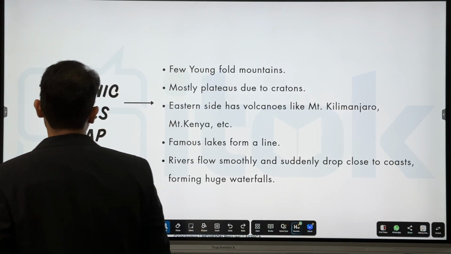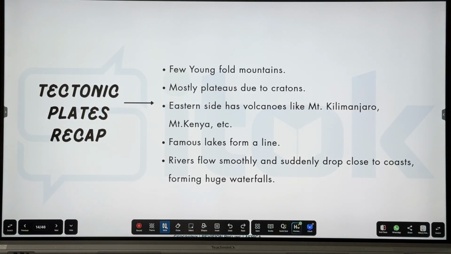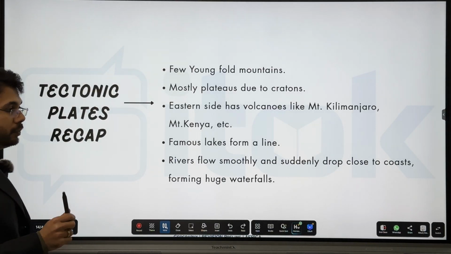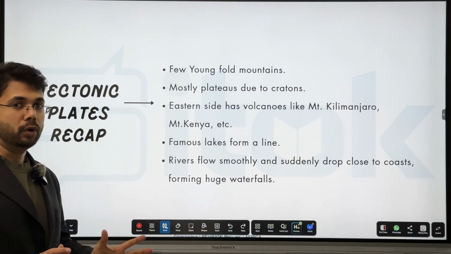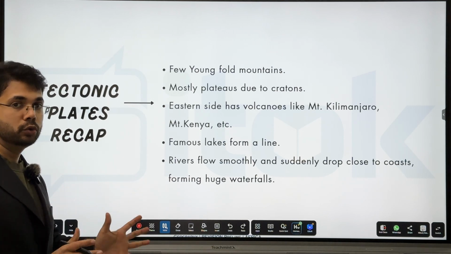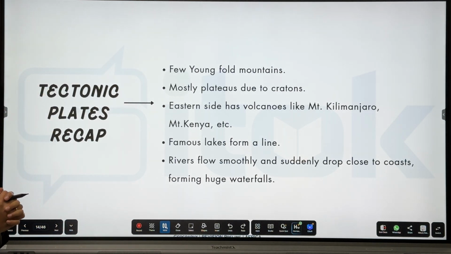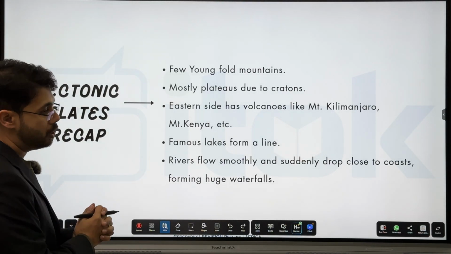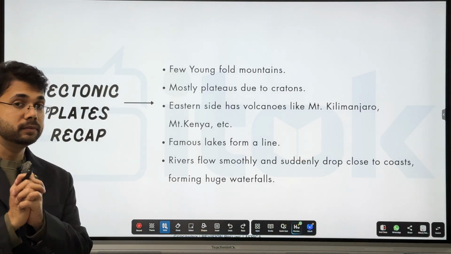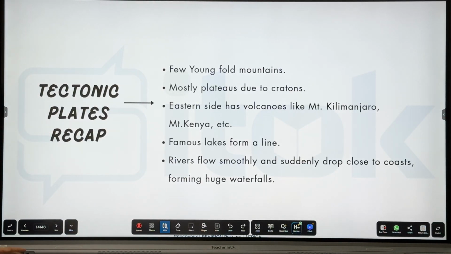Now, what did we learn in tectonic plates? There are few young fold mountains in Africa because it is mostly a plateau continent and the cratons play a huge role in the current geography of Africa. Mostly plateaus are due to cratons. The eastern side has volcanoes like Mount Kilimanjaro, Mount Kenya. Why? Divergent plate boundary. Let me show you those volcanoes.